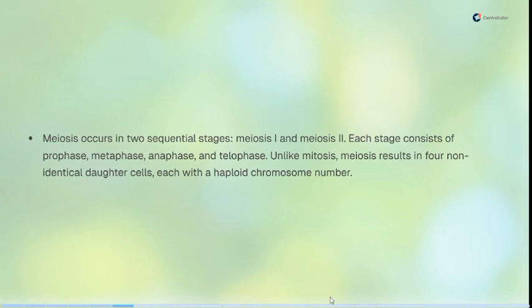So there will be two stages, and these 2 stages have the same similar phases that happen in mitosis. Unlike mitosis, meiosis results in 4 non-identical daughter cells. For mitosis you see 2 identical daughter cells, but for meiosis you see 4 non-identical daughter cells, each with a haploid chromosome number, that's half the number of chromosomes that was in the initial parent cell.